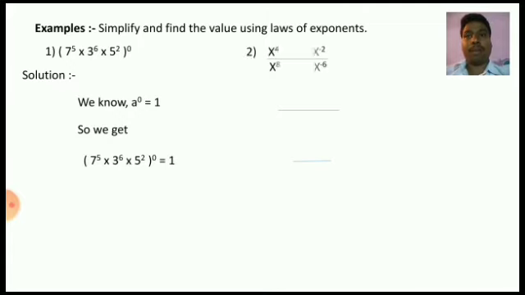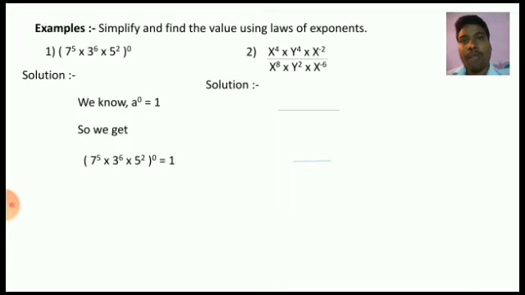So the next example: x raised to 4 into y raised to 4 into x raised to minus 2, divided by x raised to 8 into y raised to 2 into x raised to minus 6. We have to simplify this example and find the value using the laws of exponent. So we apply the laws of exponent to solve this example.